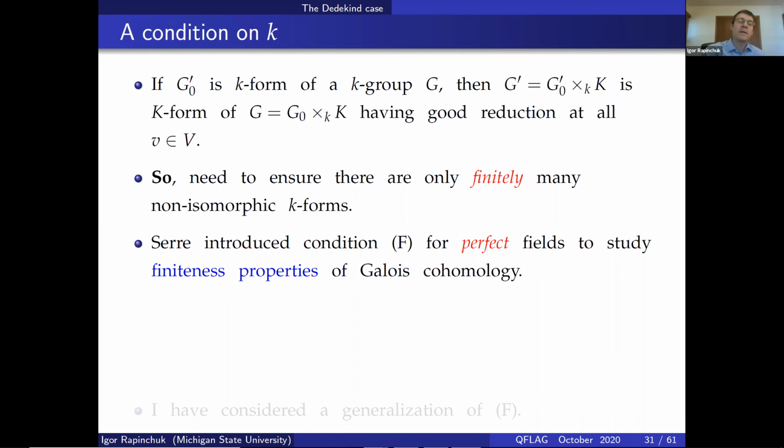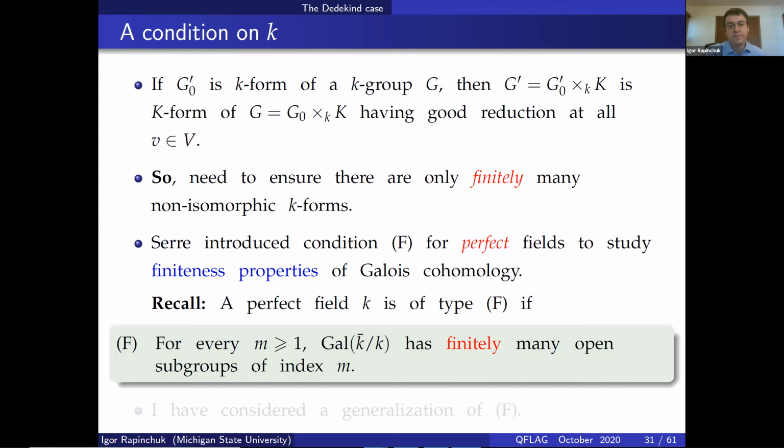And so when Serre was studying some finiteness properties of the Galois cohomology of linear algebraic groups, he introduced a certain condition which he referred to as F. He defined a perfect field to be of type F if, roughly speaking, for any integer m, it has only finitely many extensions of degree m. And one can also formulate this group theoretically as I have on the slide.